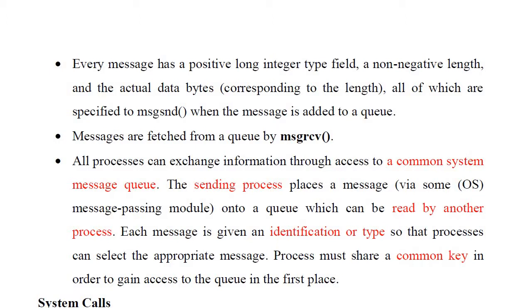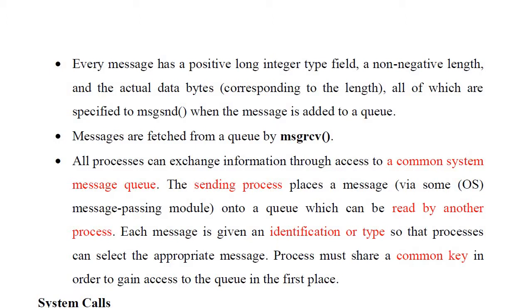Processes must share a common key in order to gain access to the queue in the first place. So these are the steps which tell about how the message queue communicates between two applications which want to communicate in the inter-process communication.